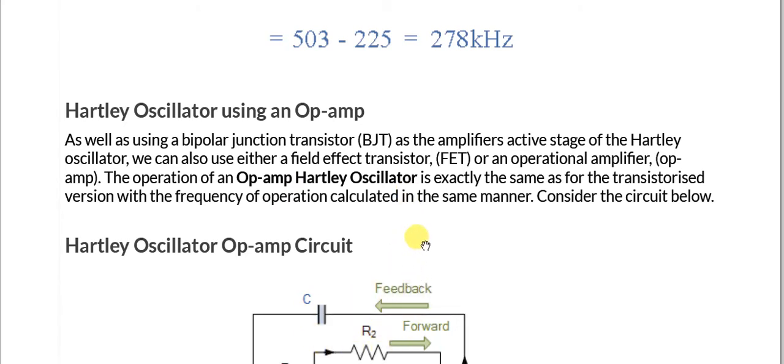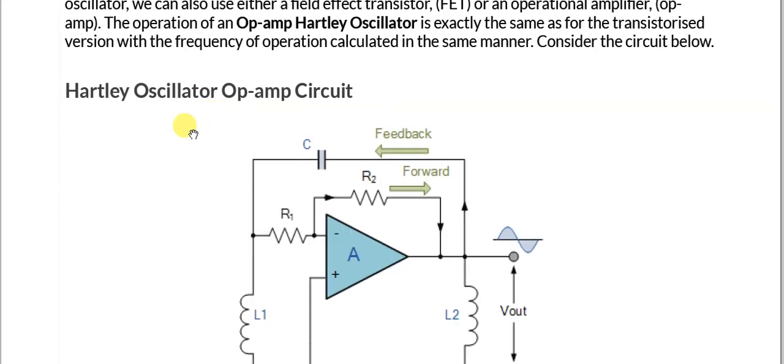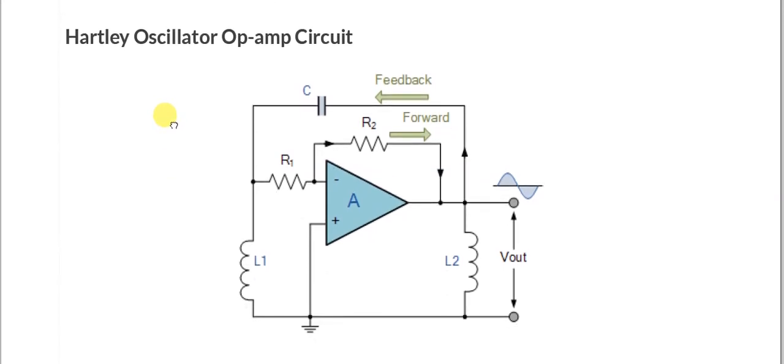Op-amp means operational amplifier. An op-amp Hartley oscillator is exactly the same as the transistorized version, with the frequency of oscillation calculated in the same manner. Consider the circuit below, the Hartley oscillator op-amp circuit. This is a typical Hartley oscillator. Let me show you the IC version. This is the op-amp IC 741. It has these pins, and this is the typical diagram for it.